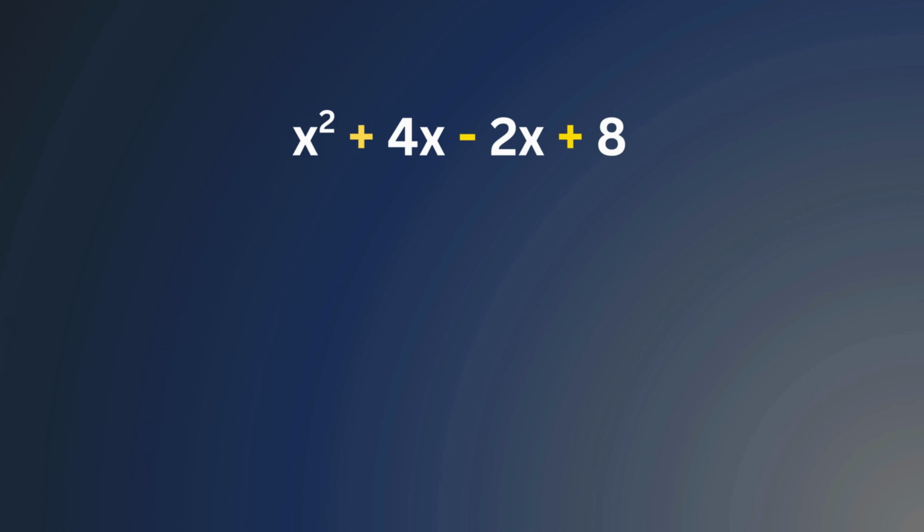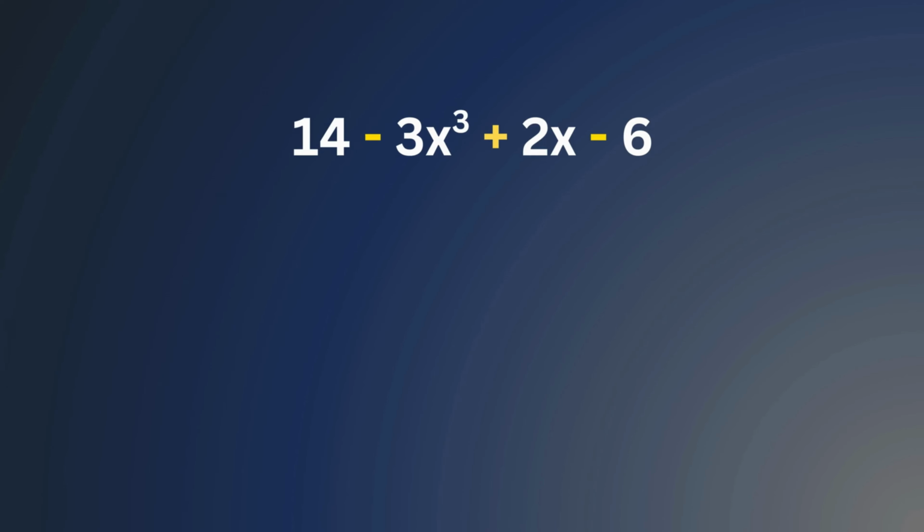If we look closely, we can find some terms with the same variable parts. Yes, you have figured it out correctly. There are two terms, both having the variable x, so we can combine them. 4x minus 2x would just give us 2x, since 4 minus 2 is 2. So we have simplified a polynomial with 4 terms to 3 terms: x squared plus 2x plus 8.